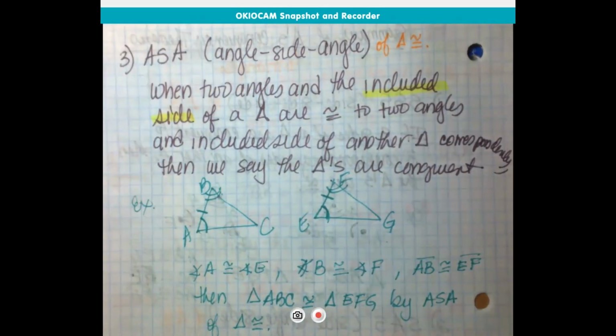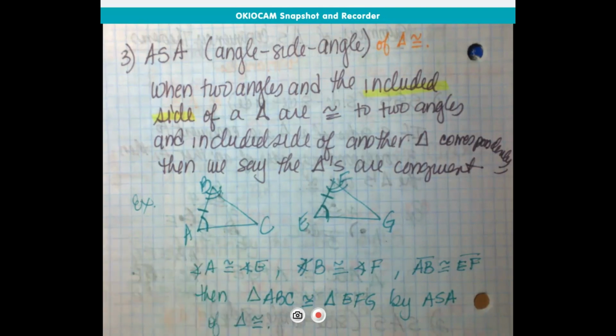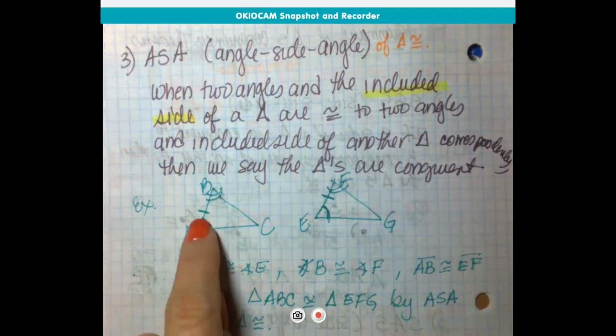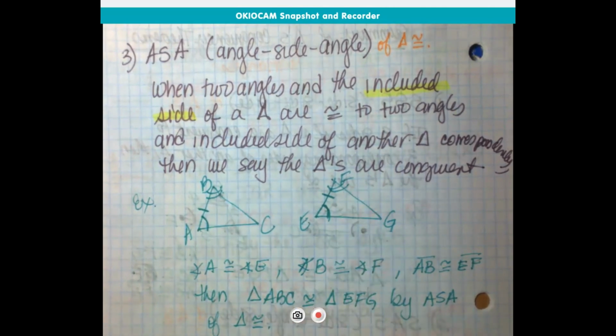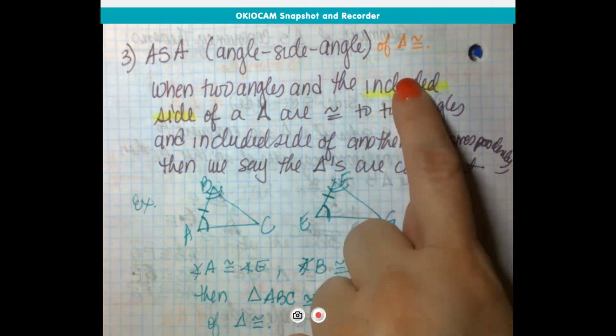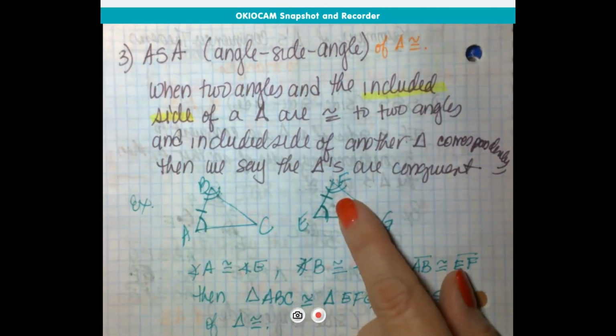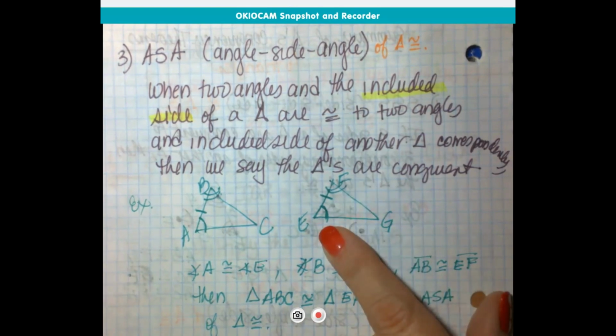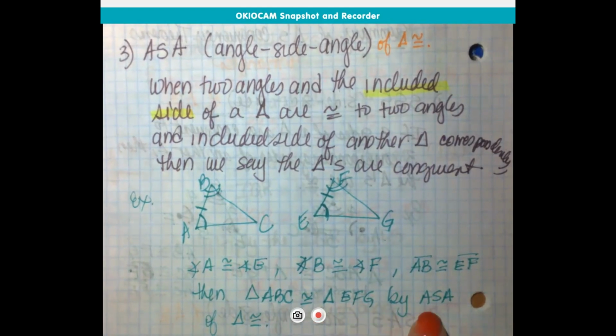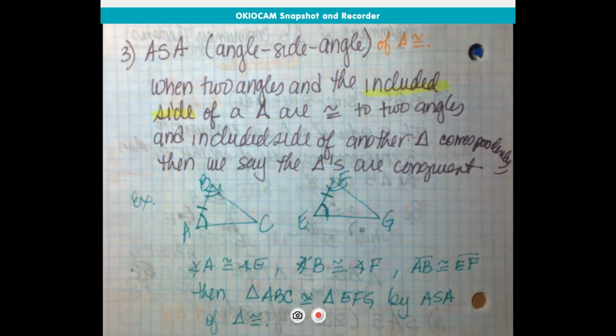So now they're giving you two angles and the included side of two different triangles. And you can correspondingly match them, right? So we're matching angle A to angle E, side AB with side EF, and angle B with angle F. See, we listed right here. And you see the side is included. It's important that you say included, okay? The side is included between the two corresponding congruent angles. Then you're going to say that the triangle ABC is congruent to EFG by angle side angle of triangle congruency.